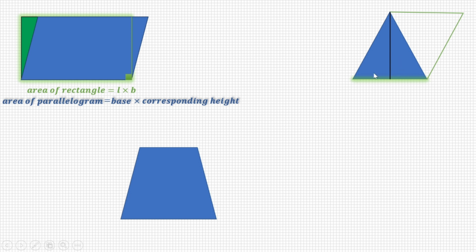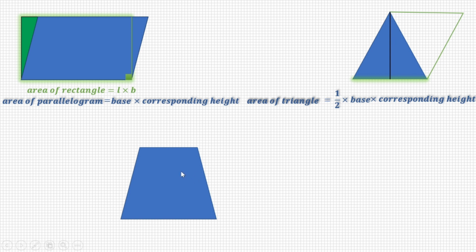So you can say the area of a triangle is half of the base of the triangle and the corresponding height. So the area of a triangle is half into base into corresponding height. So we have the formula for the fourth 2D shape, and that is the triangle. And the origin is from the parallelogram.